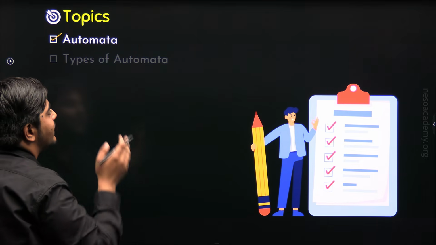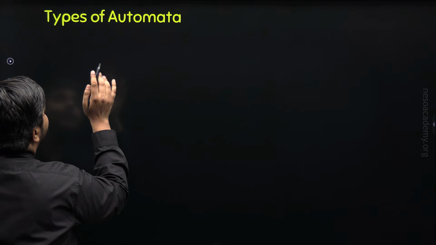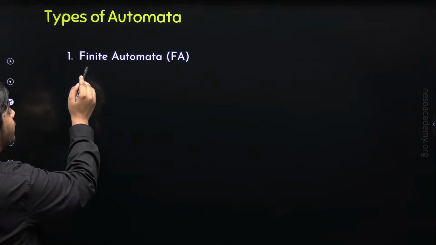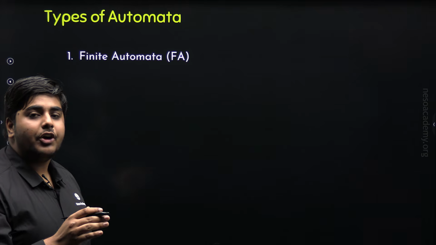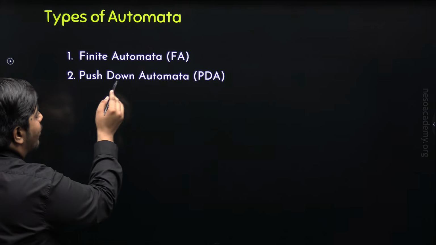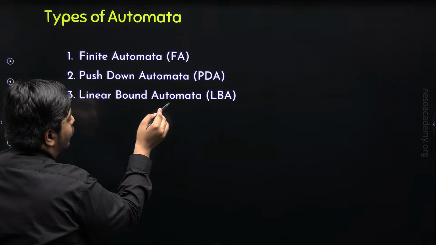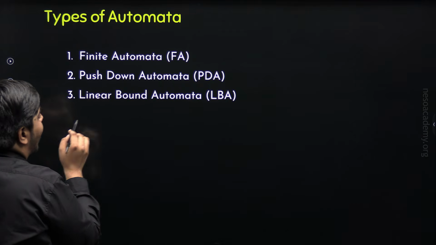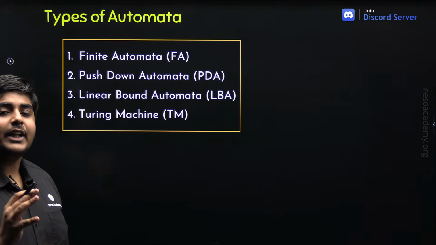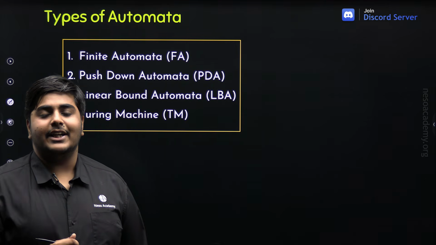Now let's proceed with our second topic, types of automata. So in total, there are 4 different types of automata. First one is finite automata, in short represented as FA. The second one is push-down automata, that is PDA. Third one is linear bound automata, that is LBA. And fourth one is Turing machine, that is TM. So these are the 4 types of automata that we will study in detail in our upcoming lectures.